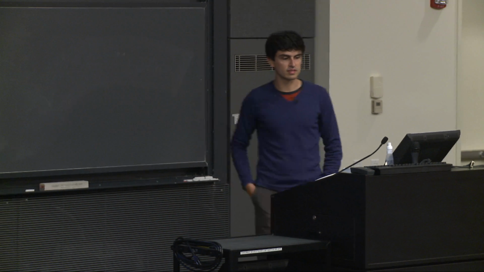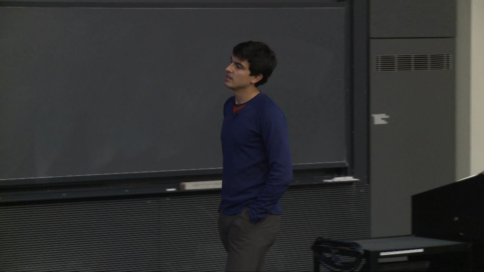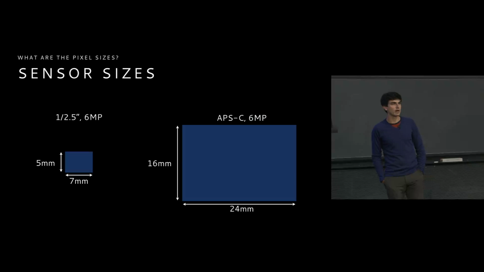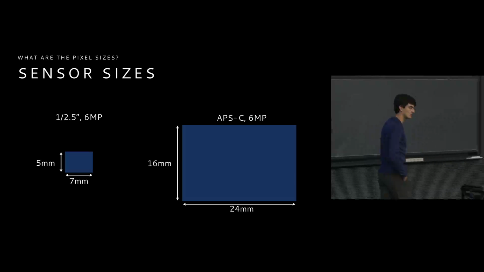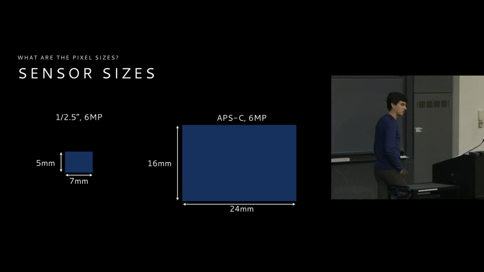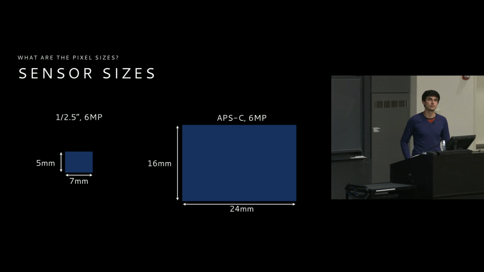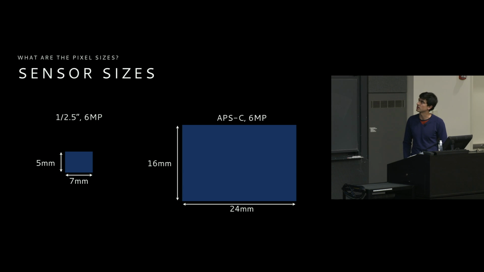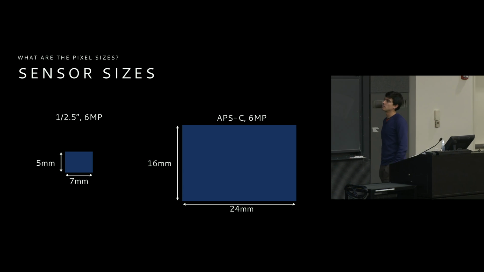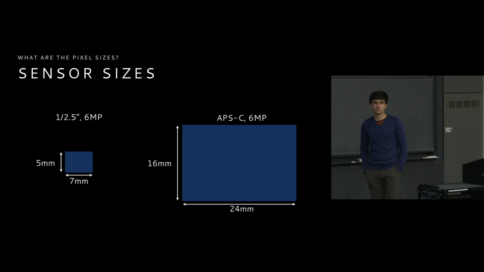So let's talk a little bit about pixel sizes in comparison to some of these sensors. Let's just take two theoretical sensors. On the right, we have an APS-C size sensor, which, as you recall, is smaller than full frame, but still relatively large compared to the vast majority of sensors that are out there. And let's say that it is about 6 megapixels.